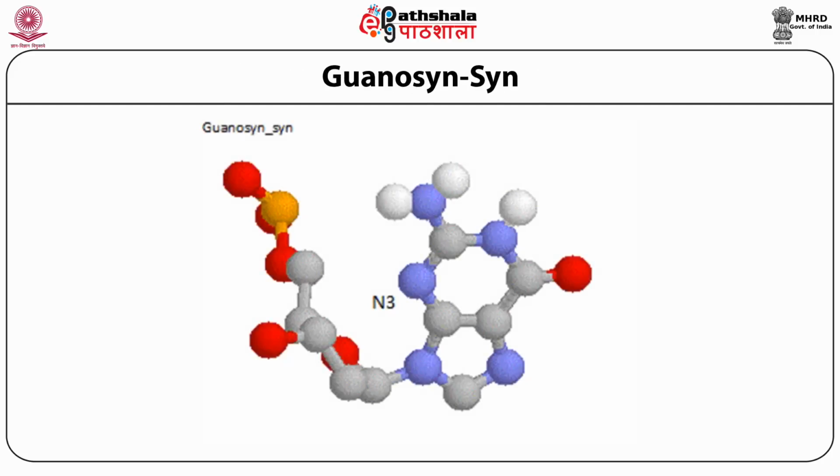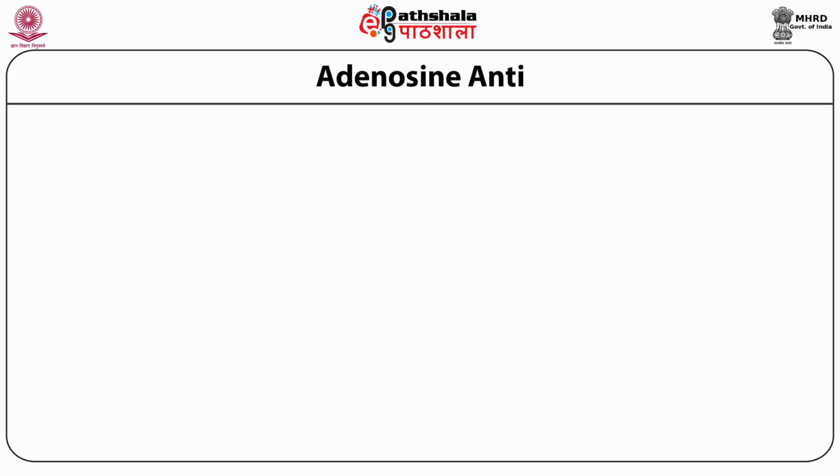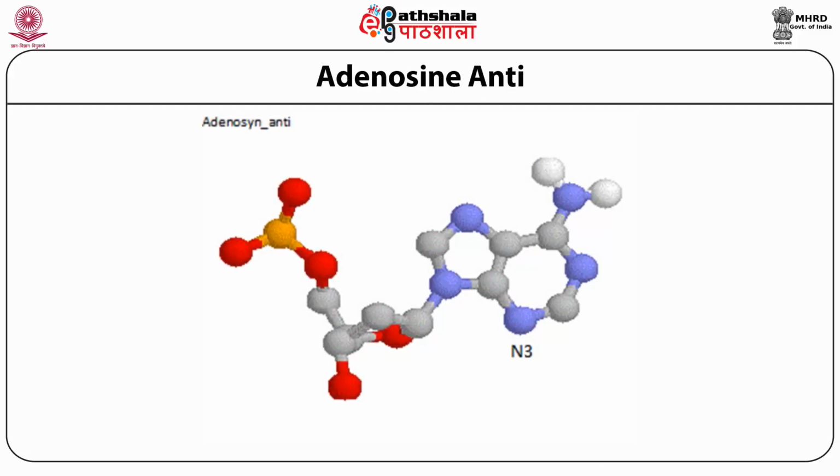We show in this figure guanosine in the syn conformation. You can see that N3 of the guanosine is quite close to the phosphate group. What is the difference with the anti conformation? That we shall show in the next slide. You can see adenosine anti. Here, the phosphate group is turned far away from the N3. We show here N3 and the phosphate group.